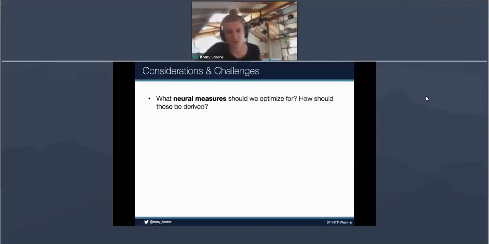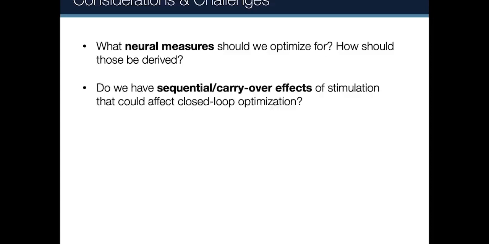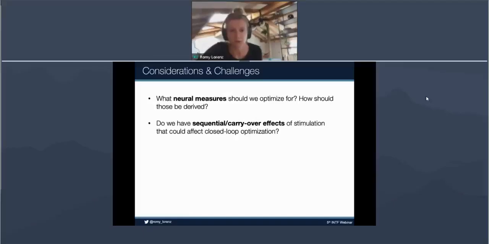That's something Ines already pointed out. What neural measures should we even optimize for, and how should those be derived? Right now, we're doing this using really elaborate offline studies. For our method, it's really important: do we have sequential effects, meaning that if you stimulate at one frequency and then the other, it has a different effect than vice versa? That's a problem. And also if we have carryover effects of stimulation.